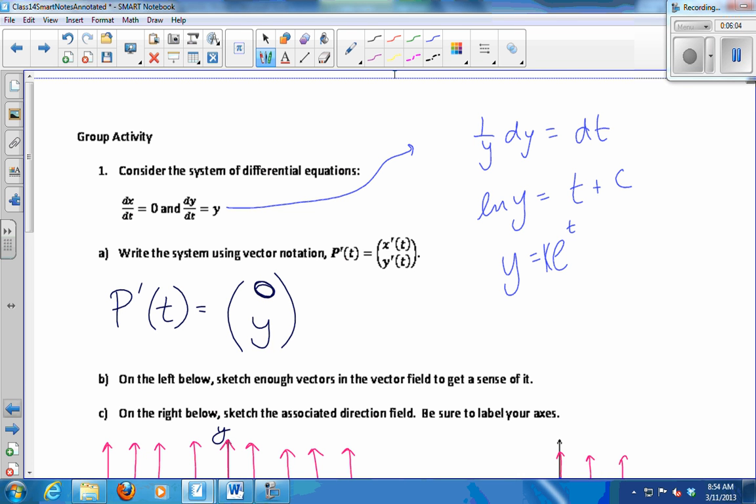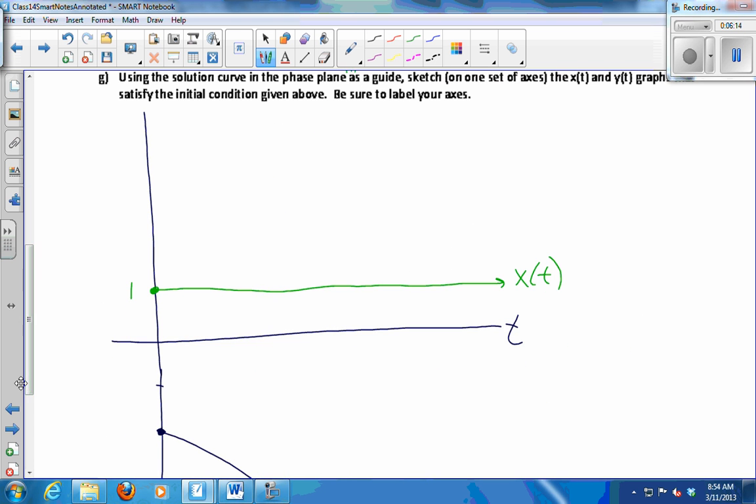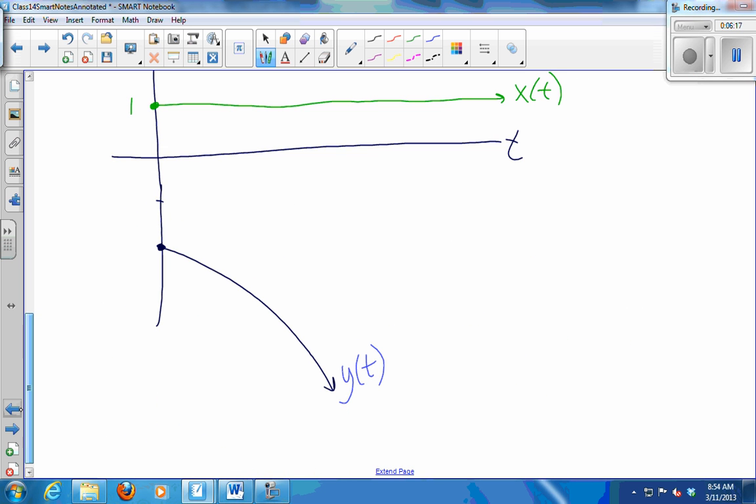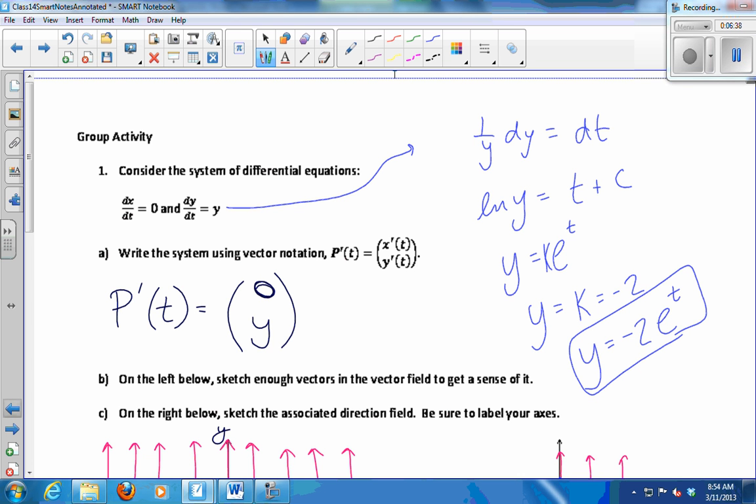So y of t equals k e to the t. And then I would use my initial condition to find k, which must have to come out negative in order to get my function to look like this. Let's see what happens. If we find k, y of 0 is -2. So my actual function is y equals -2 e to the t, which has the shape of the quality function that we graphed.